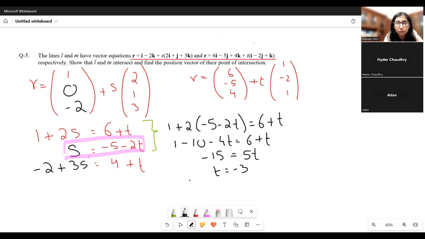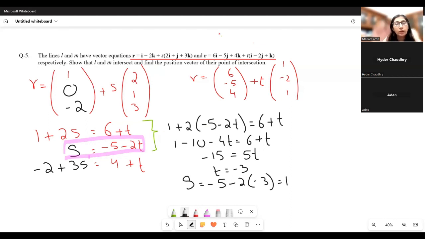And if t is equal to -3, then s would be -5 minus 2 times -3. So that's going to be 1. So let me check. Is it fine so far? 1 and -3. Yes. Okay.